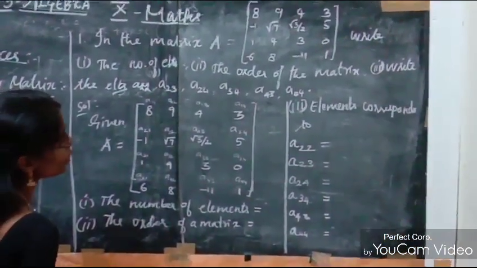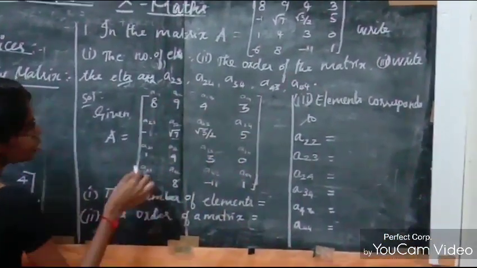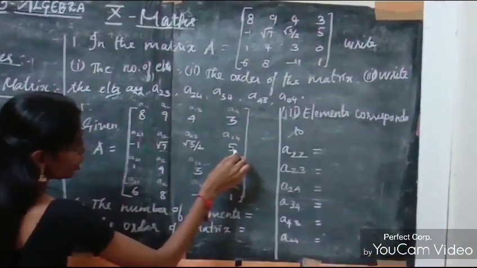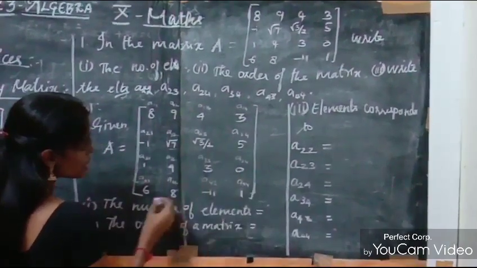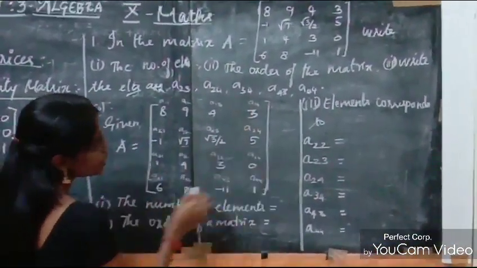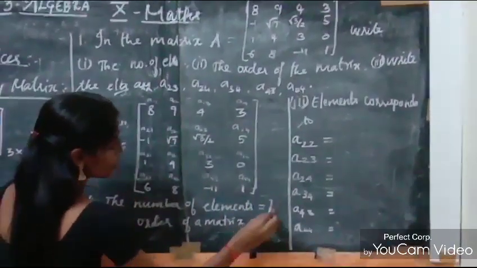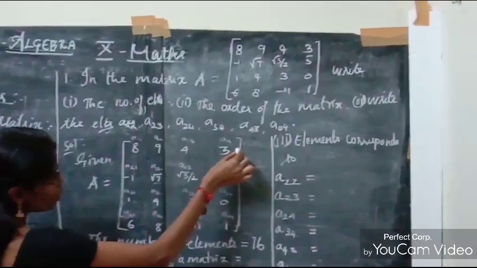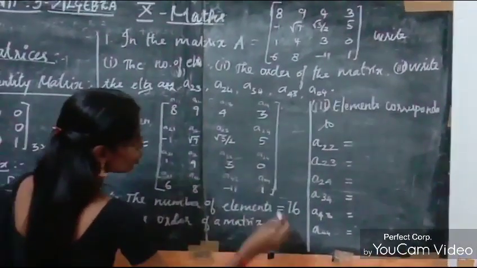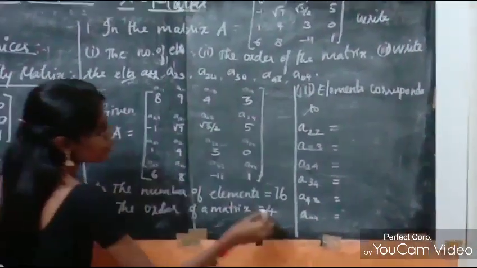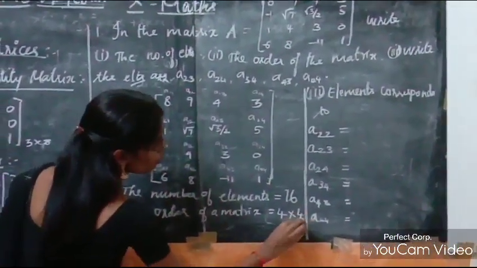Write the number of elements. How many elements are here? In the first row, 4 elements. In the second row, 4 elements. Third row, 4 elements. And fourth row, 4 elements. Totally 16 elements. How many rows? First row, second row, third row, fourth row. 4 rows and 4 columns. 4 cross 4.